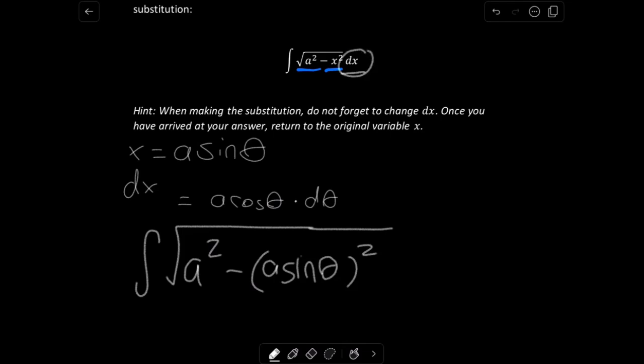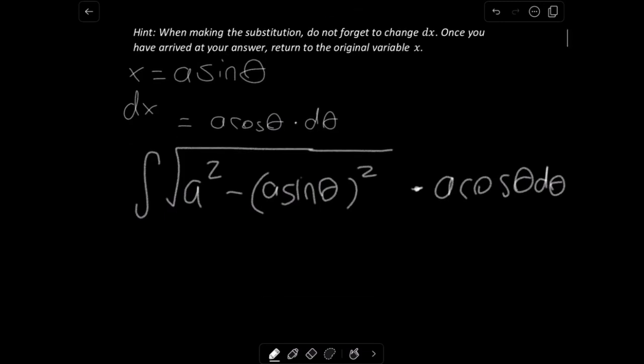And then I need to replace dx. So dx is going to be a cosine theta d theta. Right, we've done our substitution. Everything is now in terms of our new variable theta. Let's simplify. So we're going to have the integral of square root.